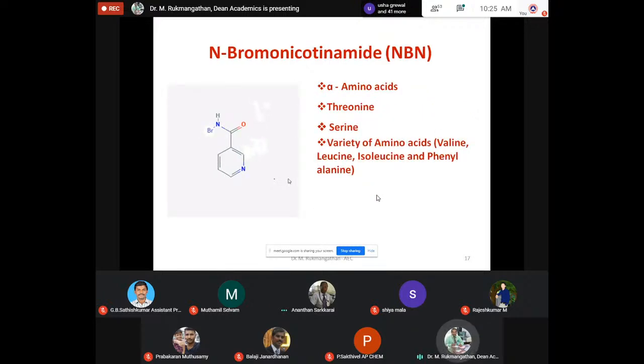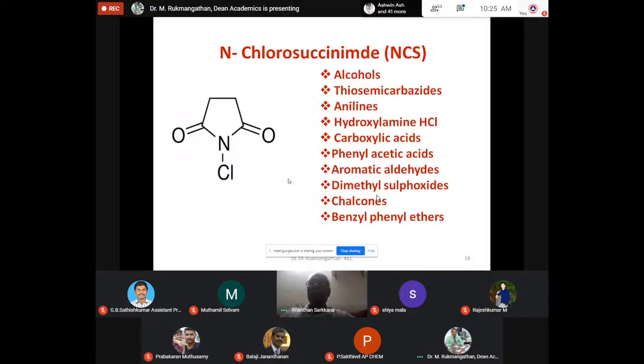Then the bromo derivative of nicotinamide, N-bromonicotinamide. Some compounds like alpha amino acids, threonine, serine, valine, leucine, isoleucine, and phenylalanine. Some of the amino acids have been studied by making use of this N-bromonicotinamide.